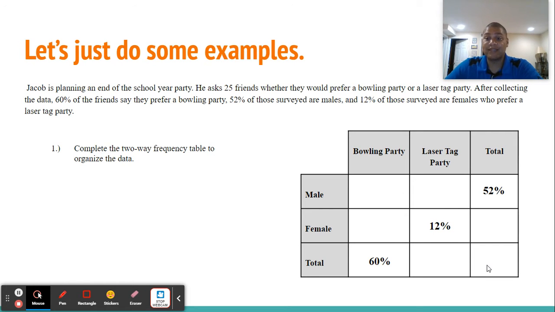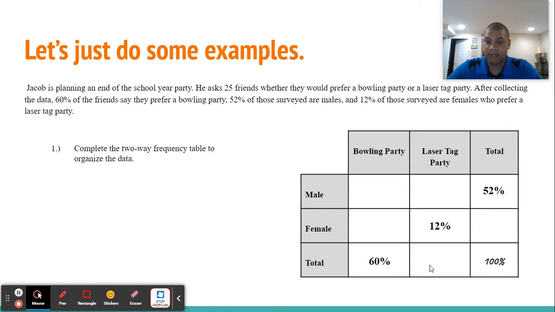Number one, the easiest part of this chart to fill in is the total totals, right? So if I take all the bowling party plus all the laser tag party people, that should add up to 100%, just like all the males and all the females should also add up to 100%. So when you guys are doing your homework, the first part of your box you're going to fill in 100%.